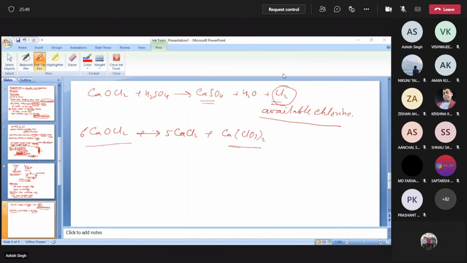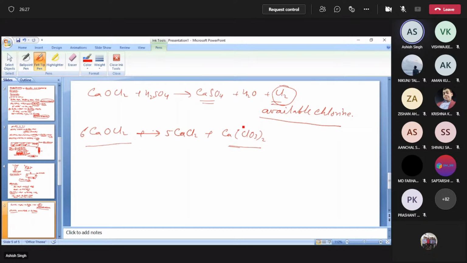Pre-chlorination: before treatment, we add chlorine. Post-chlorination: after the treatment, chlorine is added. Another is double chlorination, which means chlorination is done both on the raw water and after the treatment. That is called double chlorination. These are the different forms of chlorination.